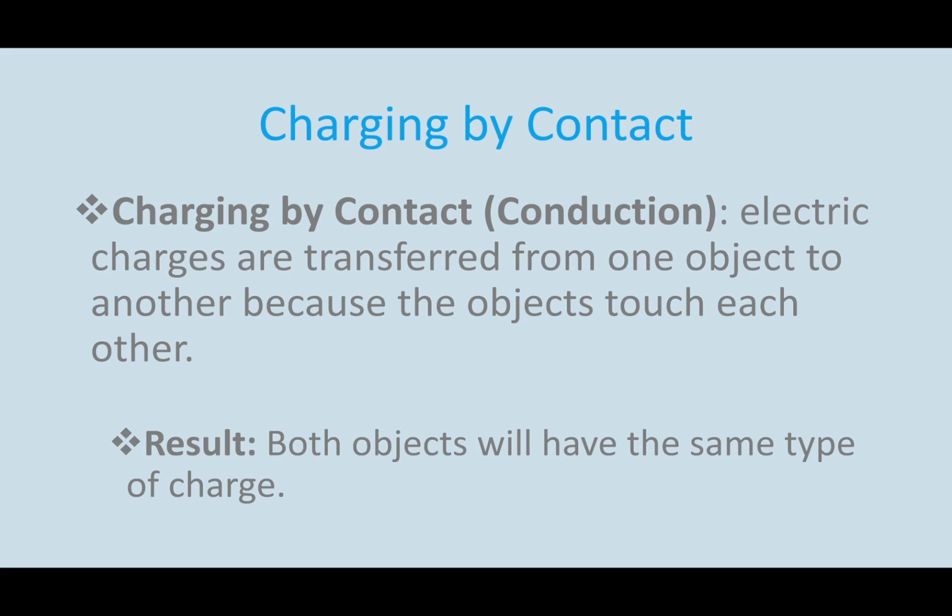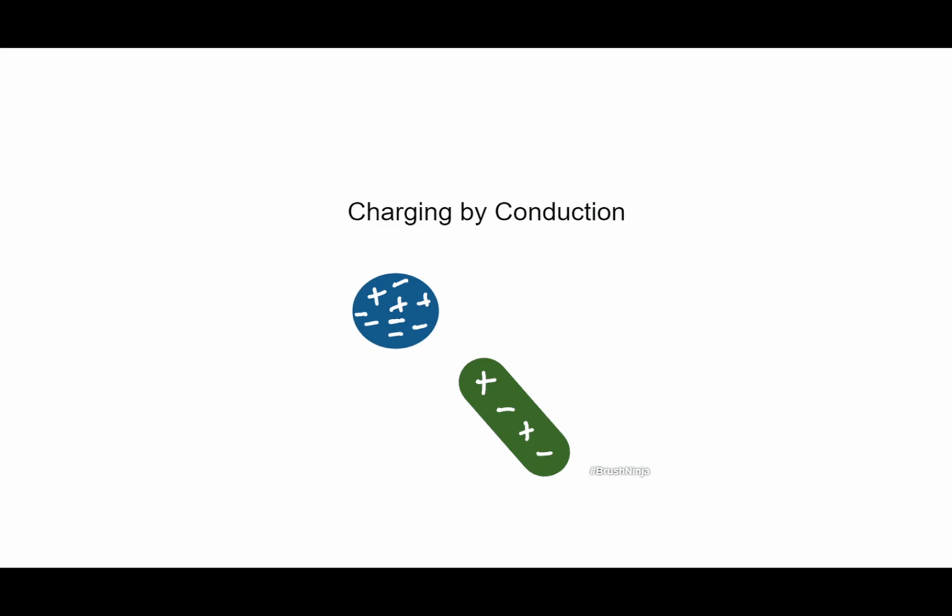Friction is where you have two objects rubbing together. And then here we have charging by conduction where we have one object touching another and both objects will have the same type of charge. So that will be the result. Whereas with friction, they would have opposite charges. Charging by conduction, they will have the same type of charge.